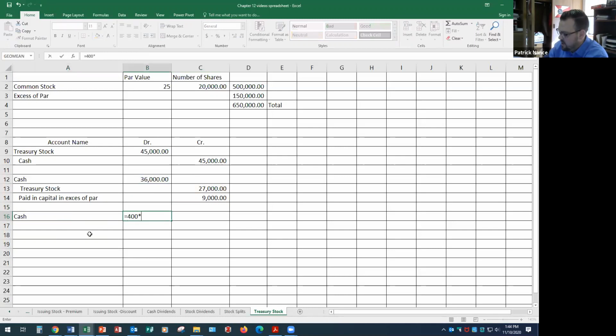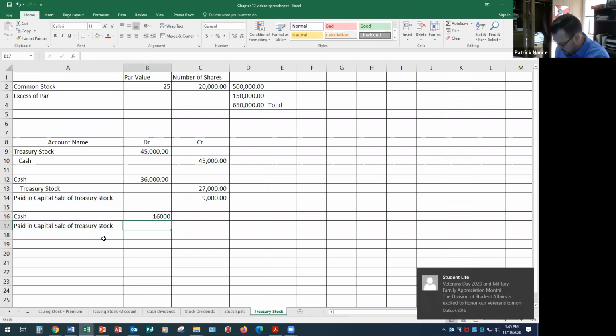If I sold the remaining 400 shares for $40 per share, then I receive cash of $400 times $40 per share. My paid in capital would actually go down if I'm selling it for less than what I bought it for. Paid in capital. Actually, this should be from the sale of treasury stock. That excess of par up there, I meant for sale of treasury stock. Sorry about that.